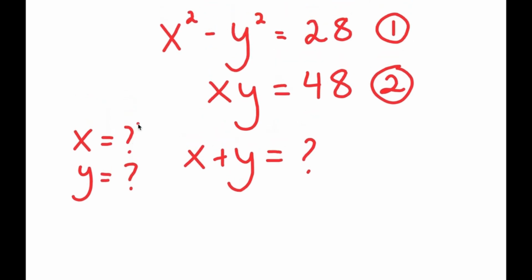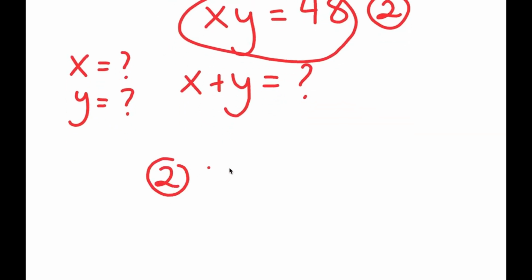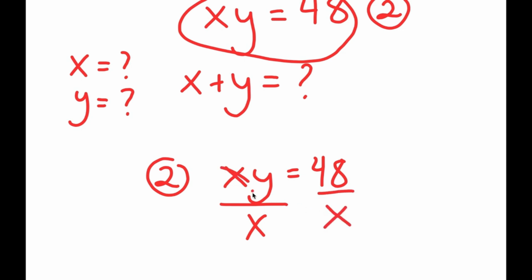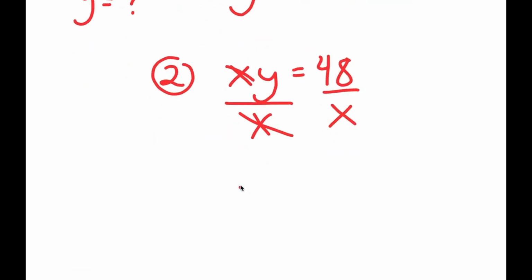So to start, I'm going to use my second equation here. So equation 2 is x times y equals 48. And what I'm going to do is solve for one variable in relation to the other. It doesn't matter which one, but for this case, I'm going to solve for y. And to solve for y, I have to isolate it, meaning I have to get rid of this x by dividing both sides by x. So I get y is equal to 48 over x.